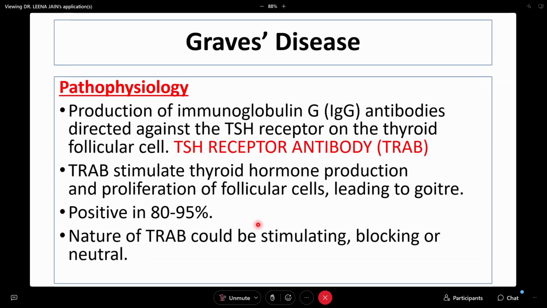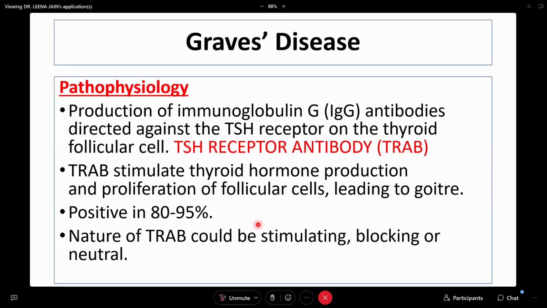So let us have something about Graves' disease, because many cases of Graves' disease used to come, even presenting with Graves' ophthalmopathy. So it is important in both ENT and ophthalmology cases also. So what is basically the pathophysiology? In short, behind Graves' disease, it is the production of immunoglobulin antibodies directed against the TSH receptor on the thyroid follicular cells.